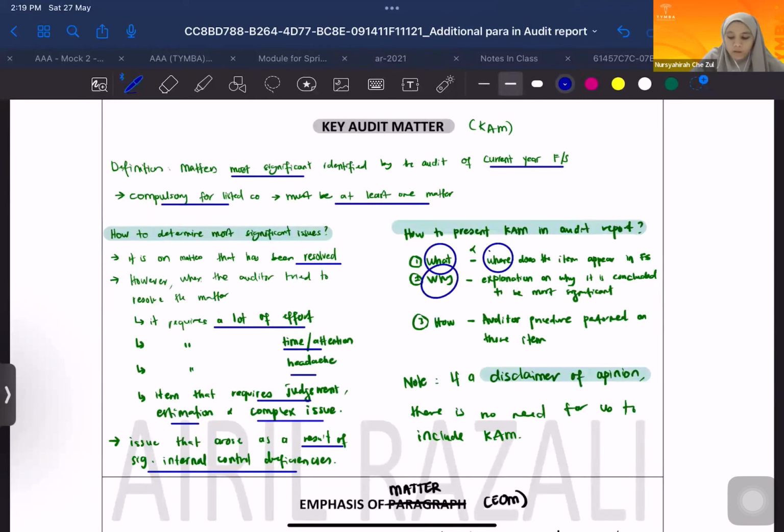Why? Explain to the user of the report why you consider this to be the most significant. Let's say for the issue of revenue just now, you might want to say that revenue for 7-Eleven is huge in volume, at a lower, immaterial amount per transaction. On top of that, they highly rely on IT software to arrive at the sales amount. So explain to the user why you consider that matter difficult to audit. And then how you audit. How you audit is basically your procedure, which is why we can see from here.